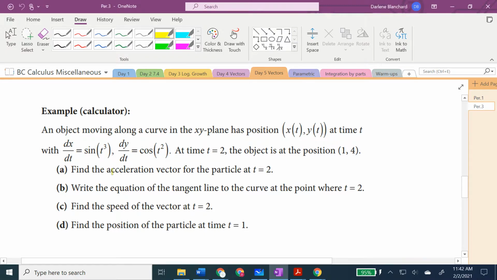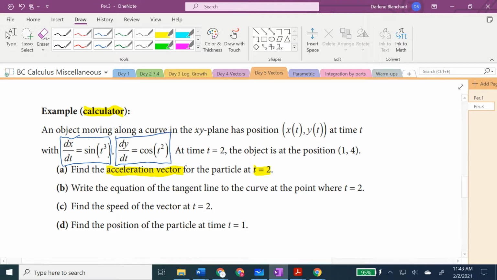There we go. We want to find the acceleration vector at a particular time, and we are allowed a calculator. That means don't differentiate by hand. Let the calculator do it for you. However, you can have fun and differentiate by hand, but if this was a test problem, you would definitely want to get your calculator out. You are given dx/dt, which is the x component of velocity, and dy/dt, the y component of velocity.